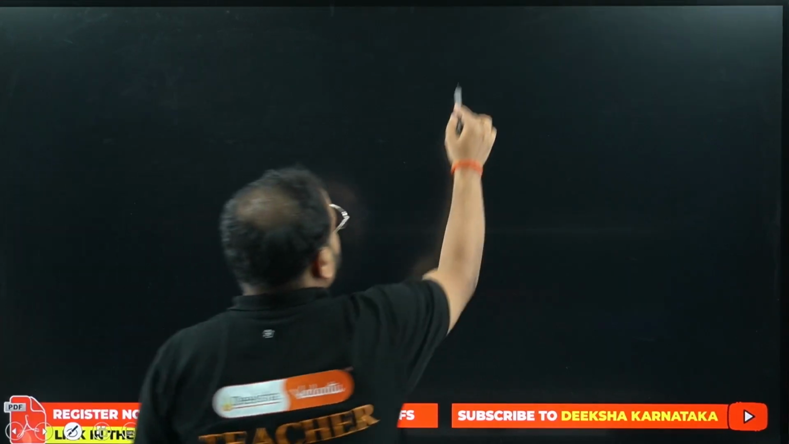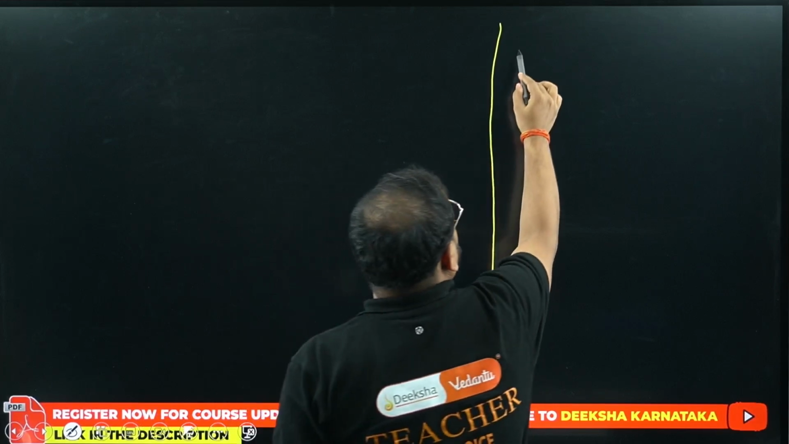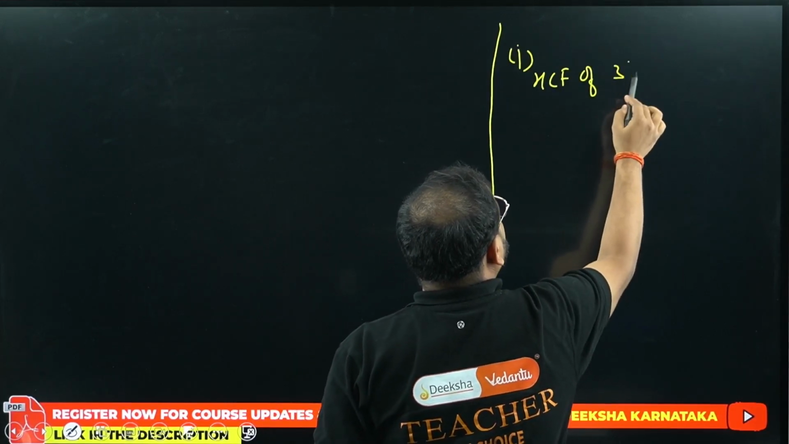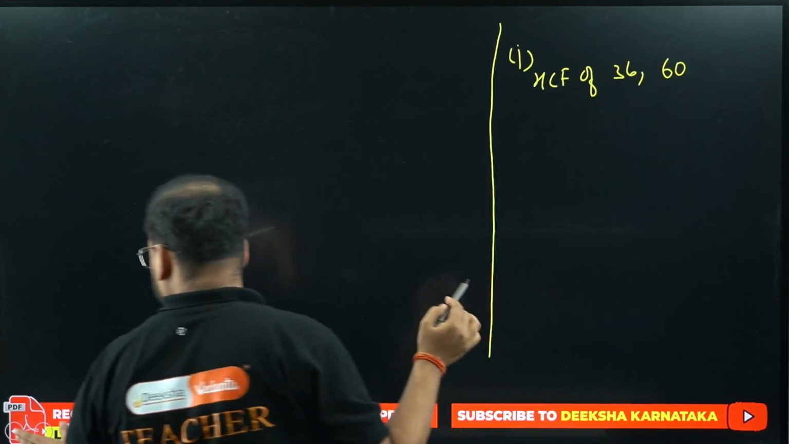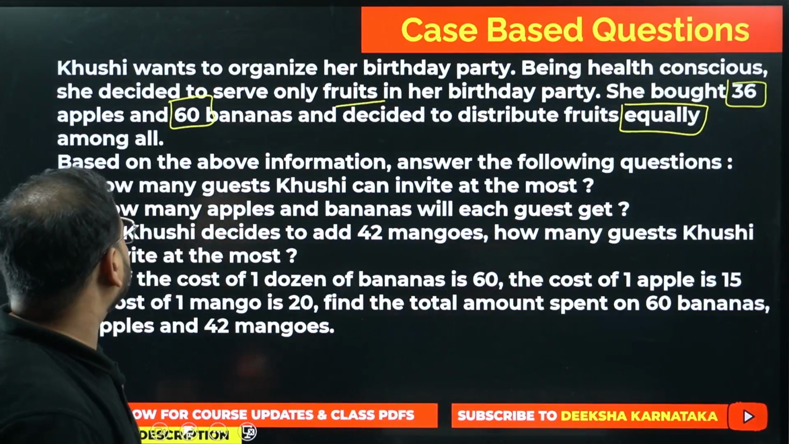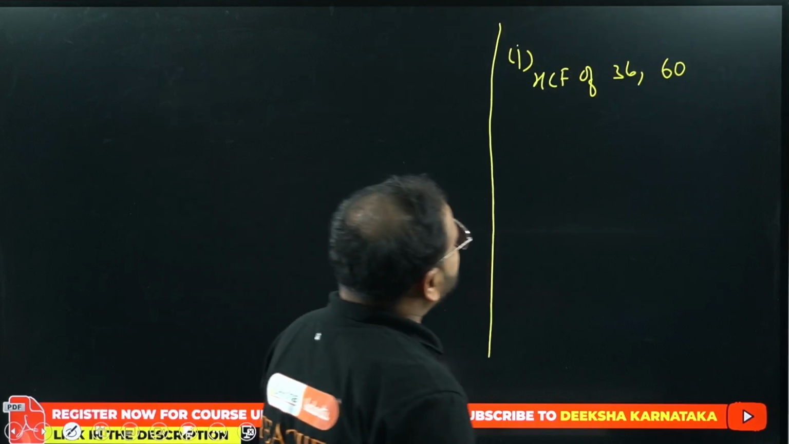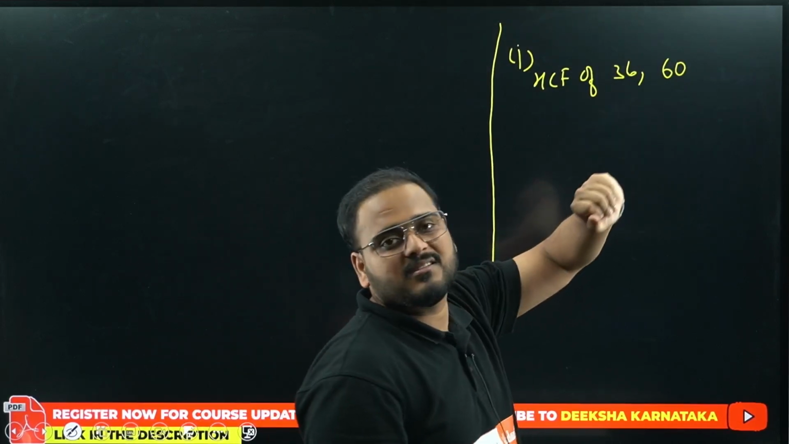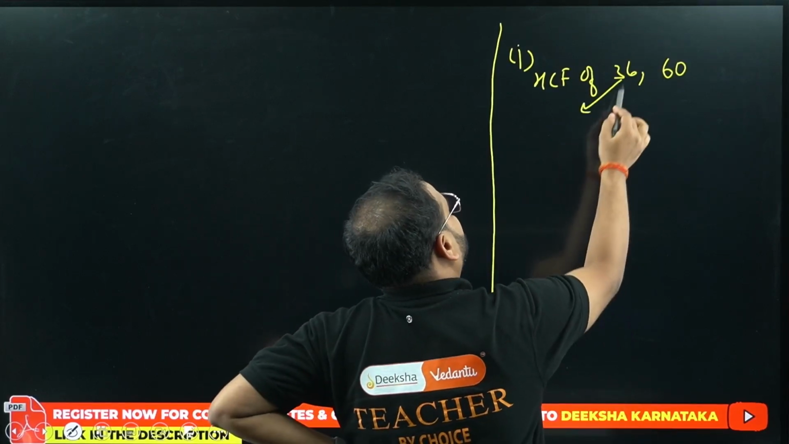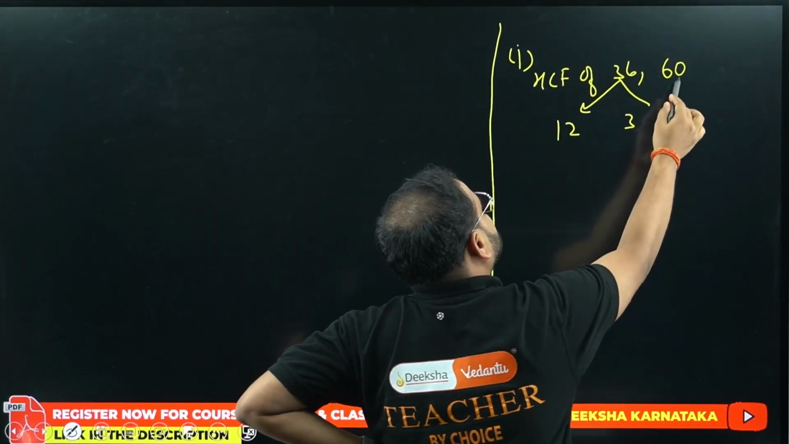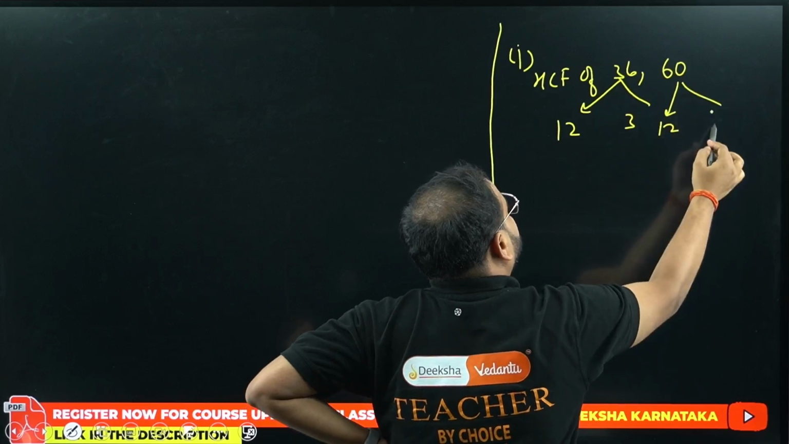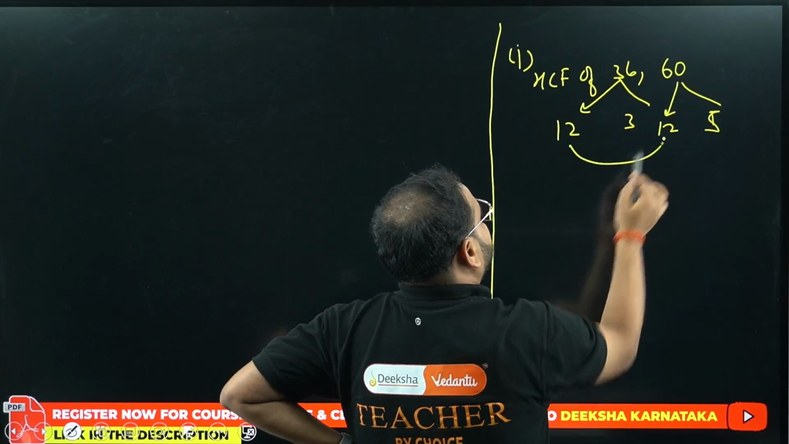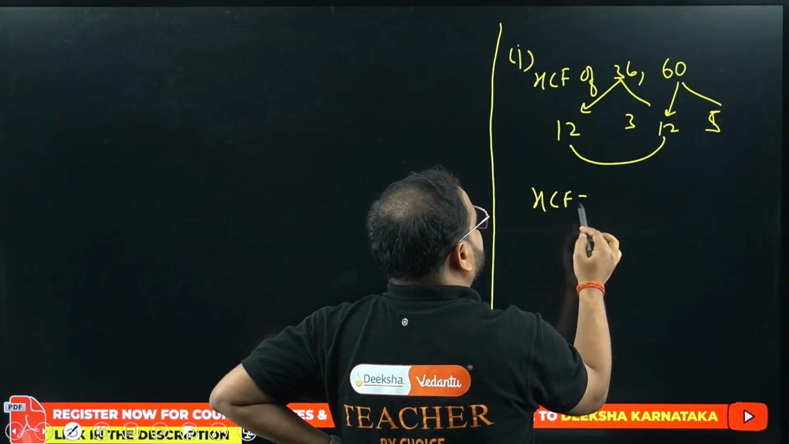So for the first part, what is it? HCF of 36 and 60. Let me cross check the numbers once. 36 and 60, yes. So I can write this number. I can see directly here 12 is the answer. 12 3s are 36 and 12 5s are 60. If you want, I can write it like this. 36 is 12 times 3, and 60 is 12 times 5. 3 and 5 don't have any common factor, so my answer is directly 12. So HCF is 12.